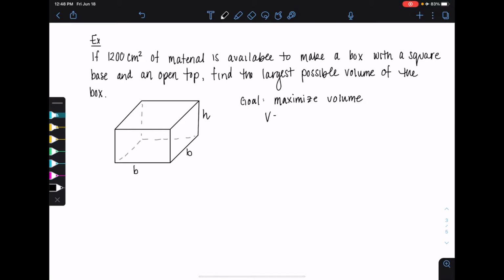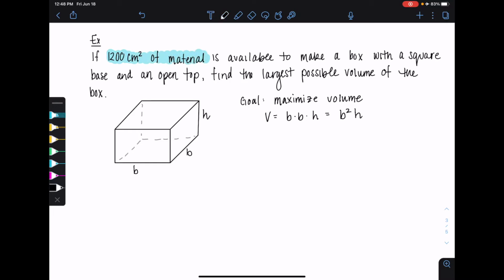And in this case, the volume is length times width times height. So the volume is b squared times h. Again, I can't take a derivative yet because I don't have a single variable function. So that's where I need to go back and use this other piece of information.